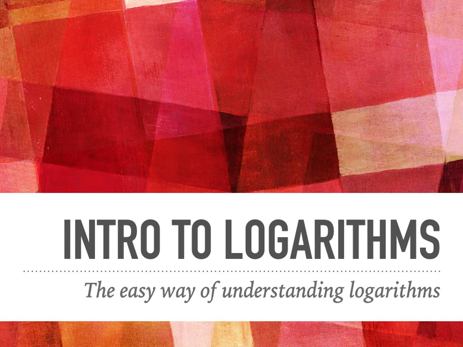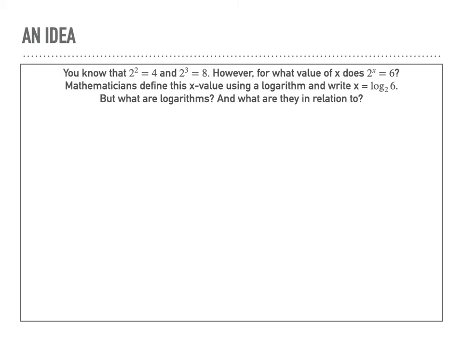Today we'll be discussing how logarithms work. So you probably know that 2 to the power of 2 equals 4 and 2 to the power of 3 equals 8. But what value of x does 2 to the power of x equals 6 mean? Well, mathematicians define this x value using a logarithm and write x equals log base 2 of 6. But what are logarithms and what are they in relation to exponential functions?